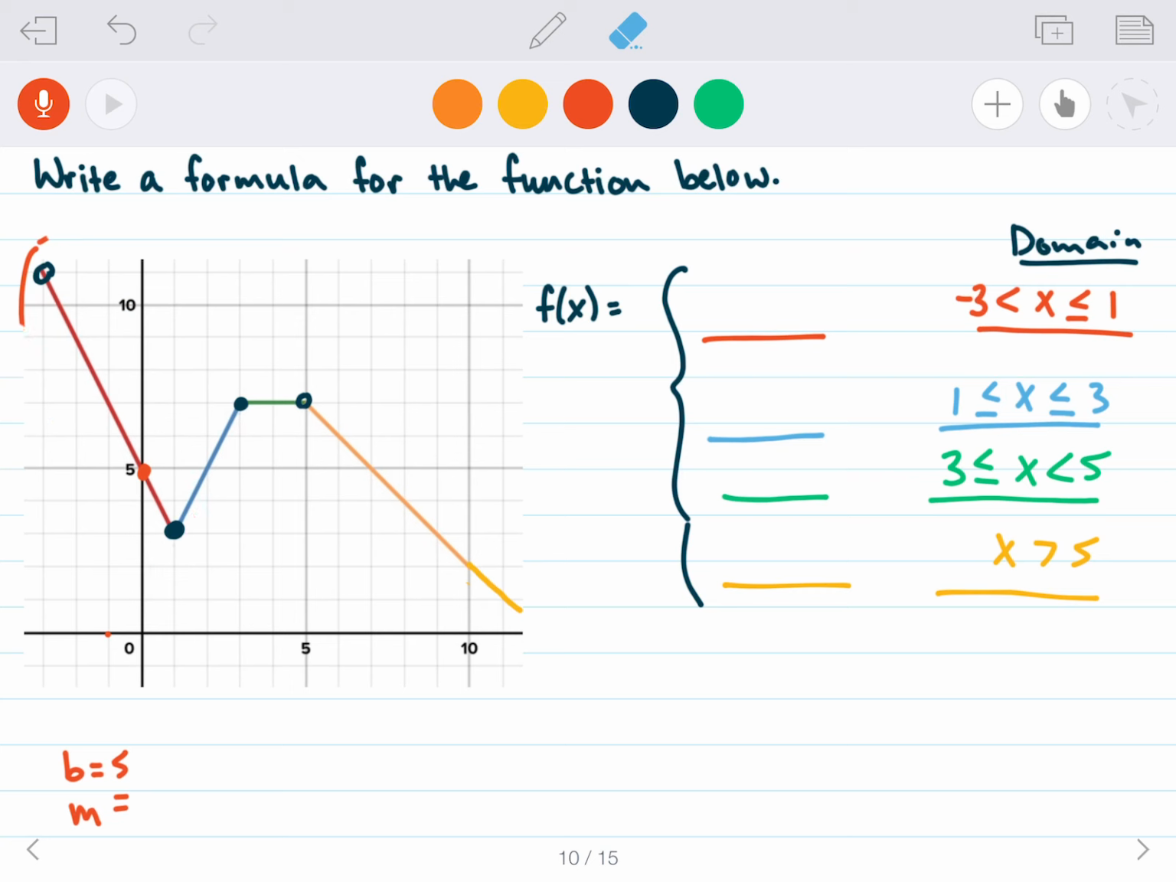So I'm just going to pick this guy, I'm going to pick this red point right here and this black point. Those are both on the line.